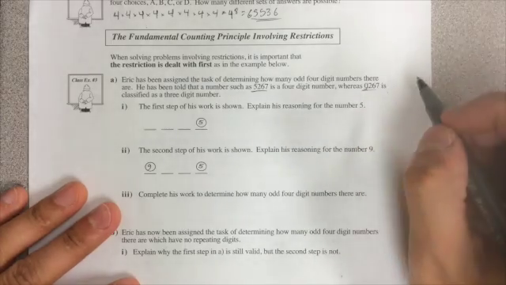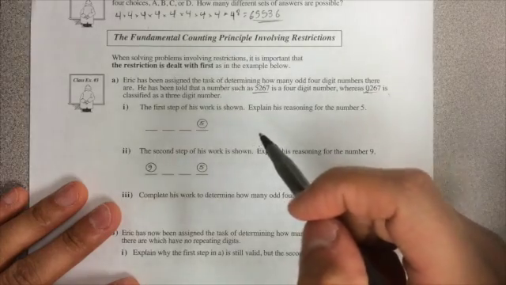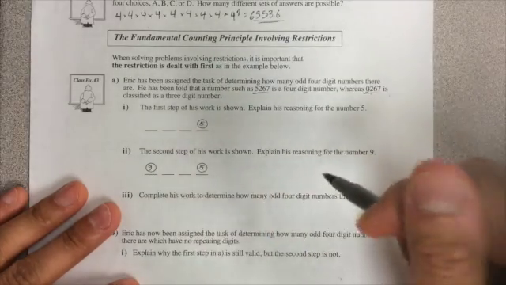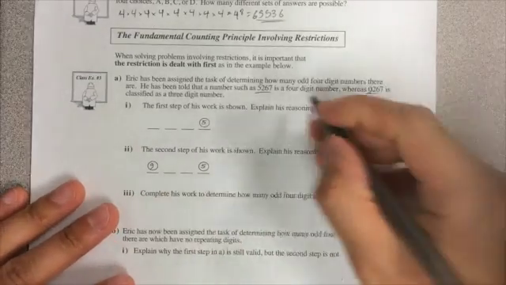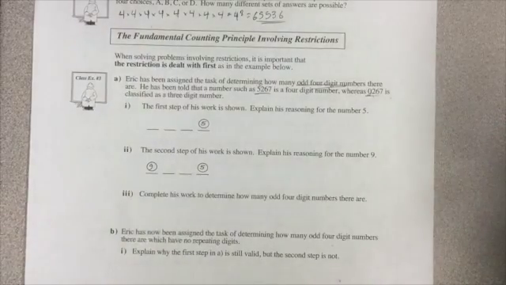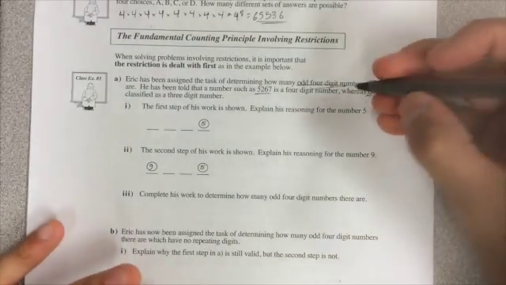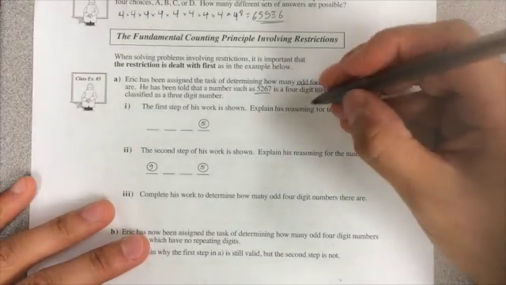All right, so if it ends with a 0, then that's okay, but if it starts with a 0, that's only a 3-digit number. So the first step of his work is shown below, and explain his reasoning for using the number 5. Well, remember what we're looking for is odd 4-digit numbers. Now, why would he use the digit 5? Well, for an odd number, the last digit must be odd.